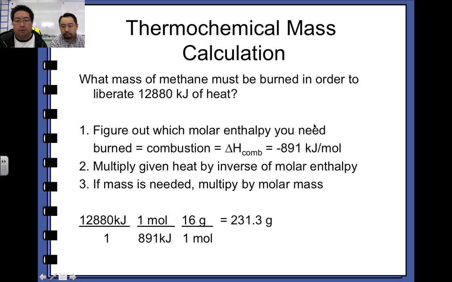And notice how we inverted the molar heat of combustion here. Notice how it's upside down in this one, and that's necessary to cancel out the kilojoules because we want moles in this case. What really is going on is, yes, this is negative 891, and since this is 12,880 kilojoules of energy being liberated, that means the system is negative 12,880, and this is negative 891. The negatives would cancel out. That's why the answer is in positive numbers, grams. And that's it.